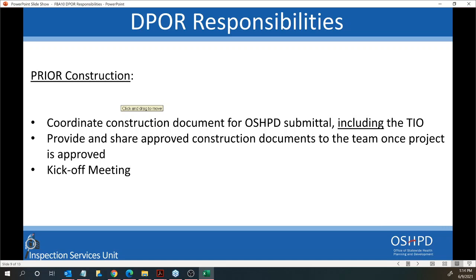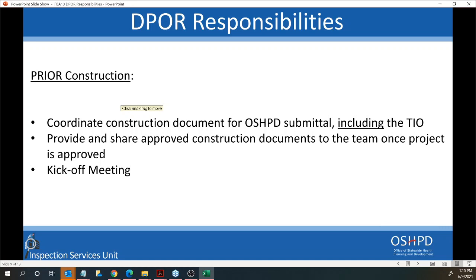Once the project is approved, the DPOR needs to share the approved construction document with the team. It could happen during the plan review that the project is approved with comments. So what happens to these comments? These comments need to be cleared up, and they are listed until they are cleared up in the OIL, which is the outstanding item list. The OIL is listed in the TIO in Section F. We will talk about the OIL list later in the next slides, but back to prior to construction.